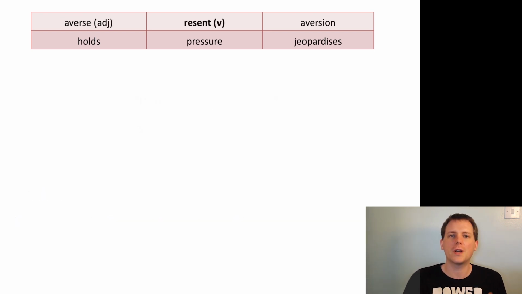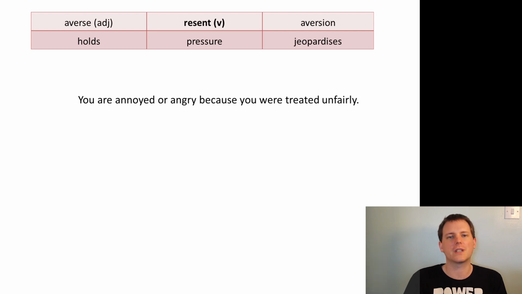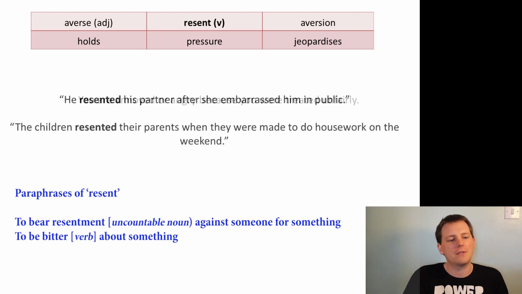And this means that you're annoyed or angry because you feel that you were treated unfairly. This kind of annoyance. Like for example, he resented his partner after she embarrassed him in public. The children resented their parents when they were made to do housework on the weekend. So yeah, you can imagine feeling annoyed at how unfair things are if your partner embarrasses you in public. Or the children are so looking forward to the weekend, but then they find out they have to work on the weekend. Of course that's unfair, so they resent their parents.